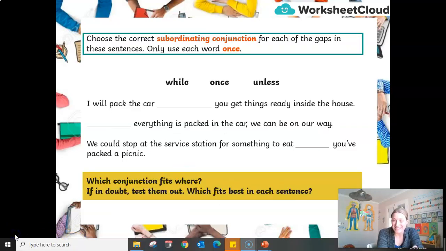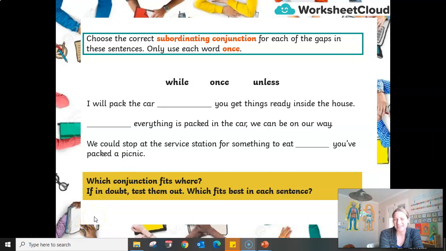Okay, and the last question in our little pop quiz. Choose the correct subordinating conjunction for each of the gaps in these sentences. Only use the word once. So here are the subordinating conjunctions: while, once, unless. And you have to make them fit into each sentence. If in doubt, test them out. Which one makes sense in the sentence best? I will pack the car. You get things ready inside the house. Everything is packed in the car. We can be on our way. We could stop at the service station for something to eat. You've packed a picnic.